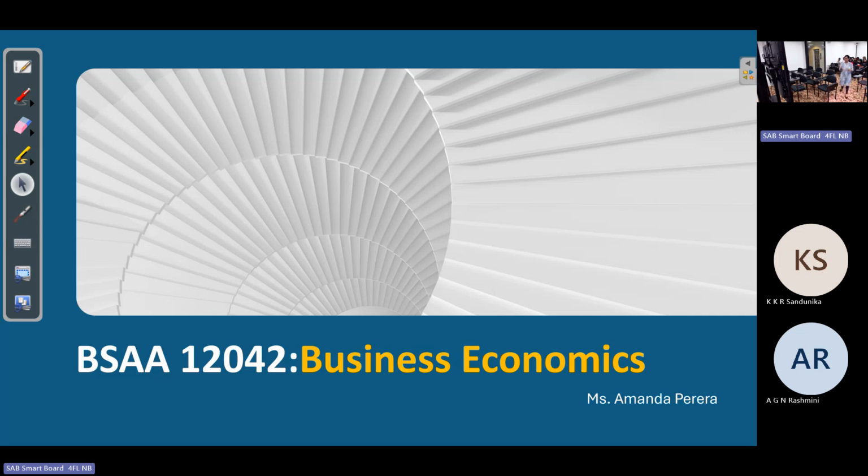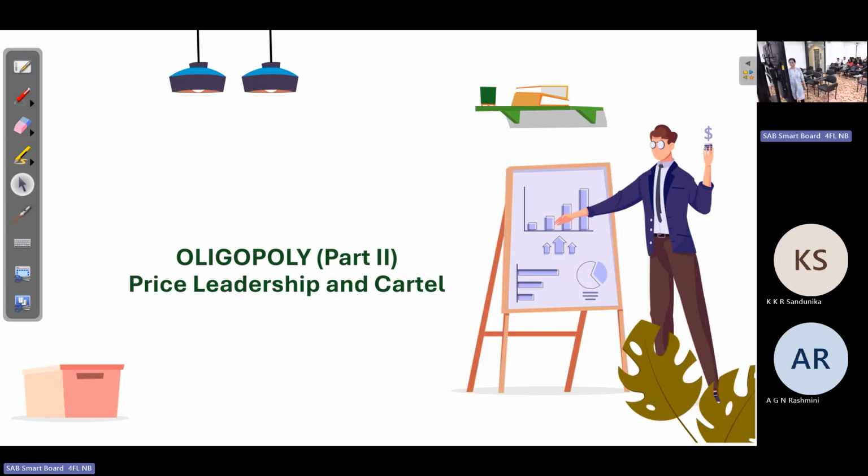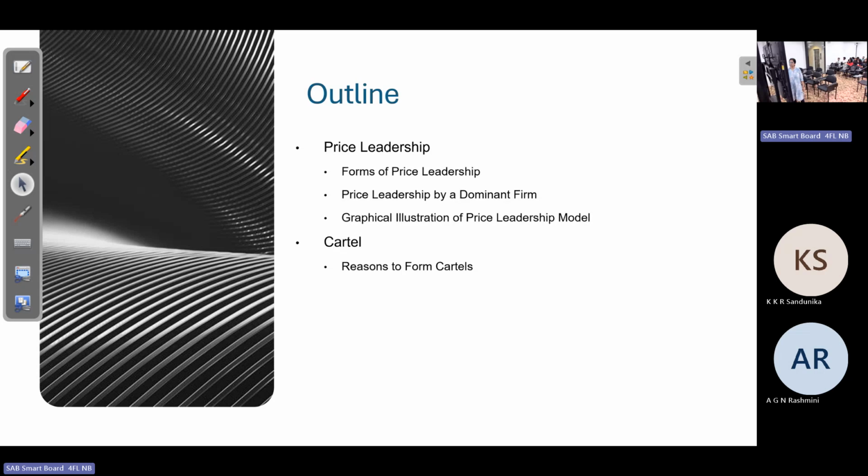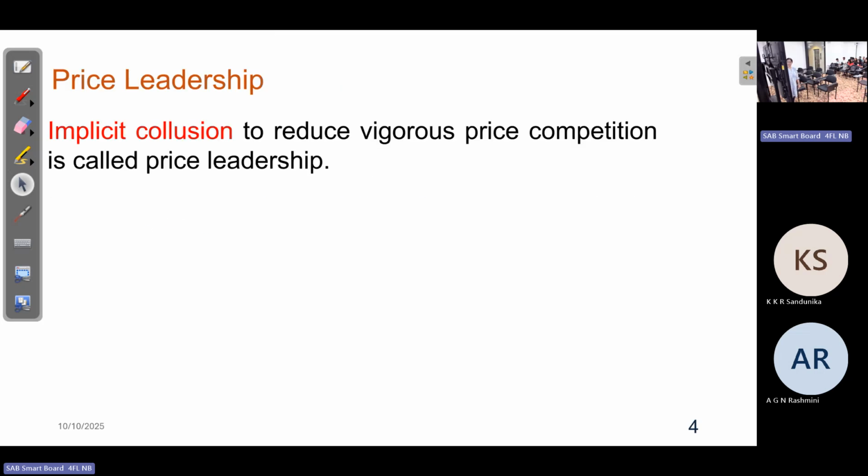So today we are going to discuss the other models. First, we will start the discussion with price leadership, which is the first form of collusive model. Price leadership and cartel. So we will talk about the forms of price leadership and price leadership by a dominant firm, a graphical illustration of the price leadership model, then cartels: reasons to form cartels, reasons for cartels to fail, and make cartels. Okay.